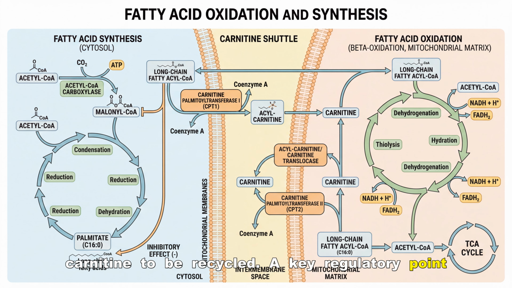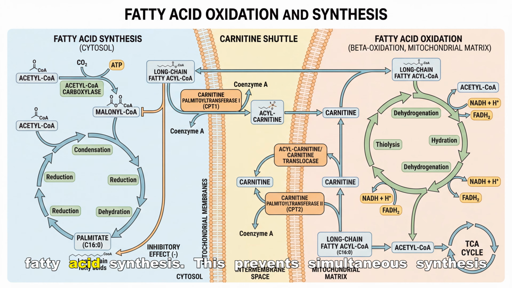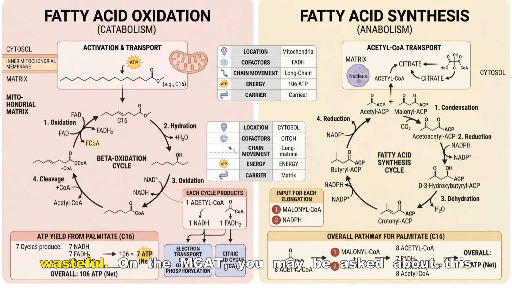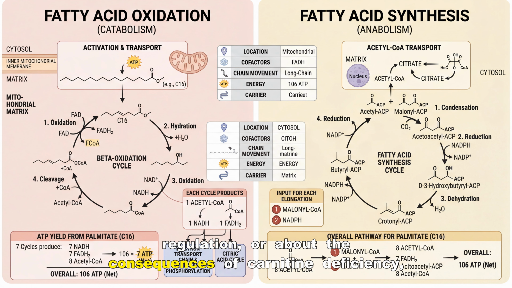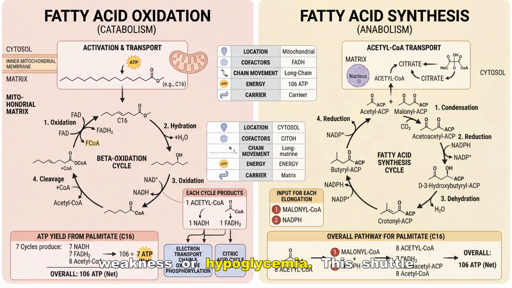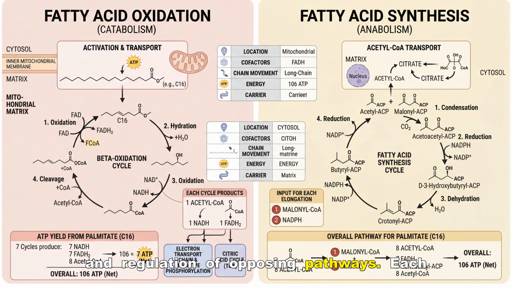A key regulatory point is that carnitine acyl transferase 1 is inhibited by malonyl-CoA, a molecule involved in fatty acid synthesis. This prevents simultaneous synthesis and breakdown of fatty acids, which would be energetically wasteful. On the MCAT, you may be asked about this regulation, or about the consequences of carnitine deficiency, which can impair fatty acid oxidation and lead to muscle weakness or hypoglycemia. This shuttle also connects to broader metabolic themes like compartmentalization and regulation of opposing pathways.